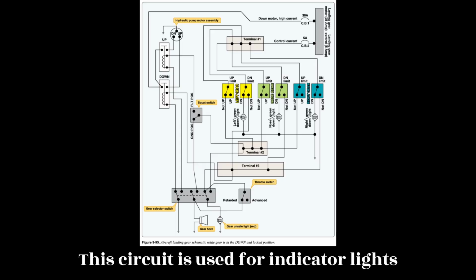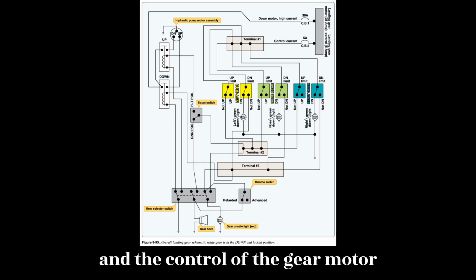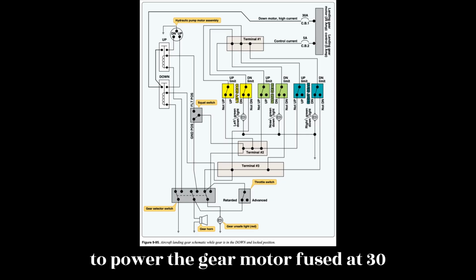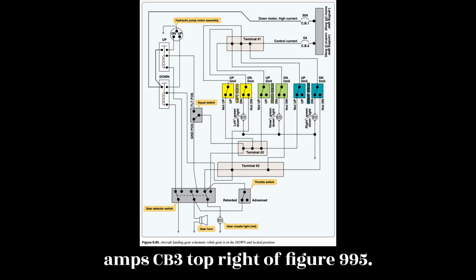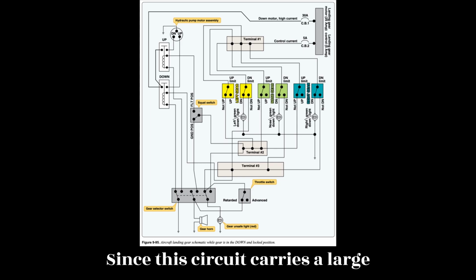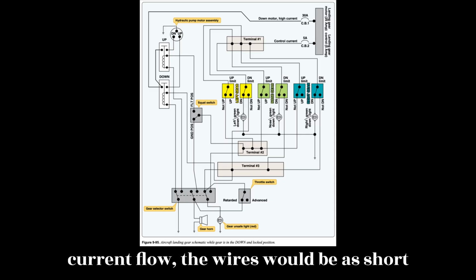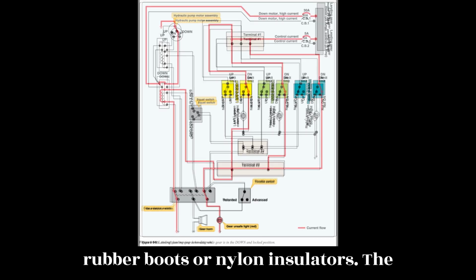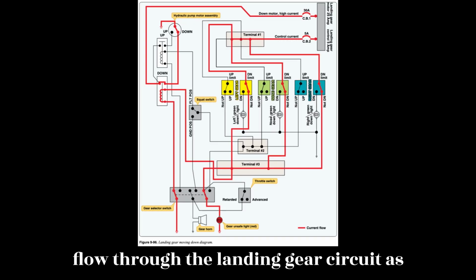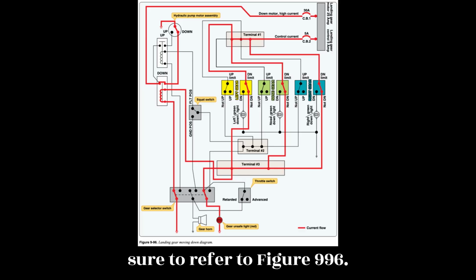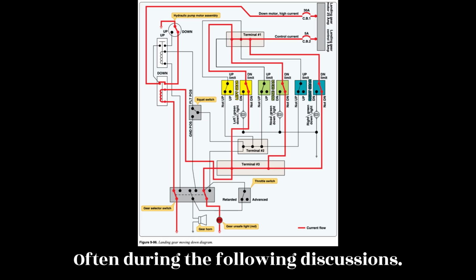This circuit is used for indicator lights and the control of the gear motor contactors. There is a separate circuit to power the gear motor fused at 30 amps, CB3, top right of Figure 9.95. Since this circuit carries a large current flow, the wires would be as short as practical and carefully protected with rubber boots or nylon insulators. The following paragraphs describe current flow through the landing gear circuit as the system moves the gear up and down. Be sure to refer to Figure 9.96 often during the following discussions.